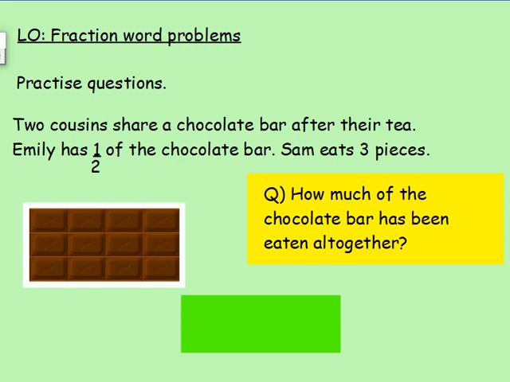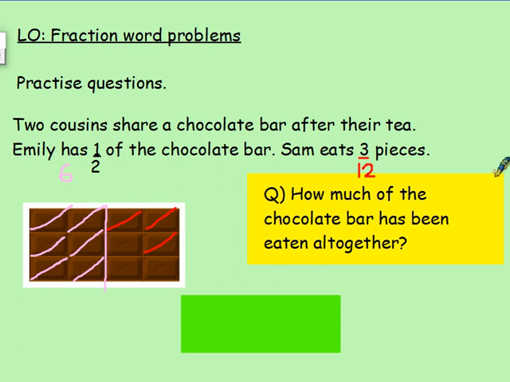Okay, this one is a little bit more complicated, so just listen to this one, Y3. So 2 cousins again, we've got Emily and Sam sharing the same chocolate bar. So Emily this time has 1/2 of the chocolate bar and Sam eats 3 pieces. So we've still got 12 pieces all together, but this time Emily has 1/2. Okay, so if I split it down the middle here, half of 12 is 6. Yeah, so Emily's actually eaten 6 pieces. Okay, Sam has eaten 3 pieces still, or 3 out of the 12. Yeah, so 1, 2, 3.